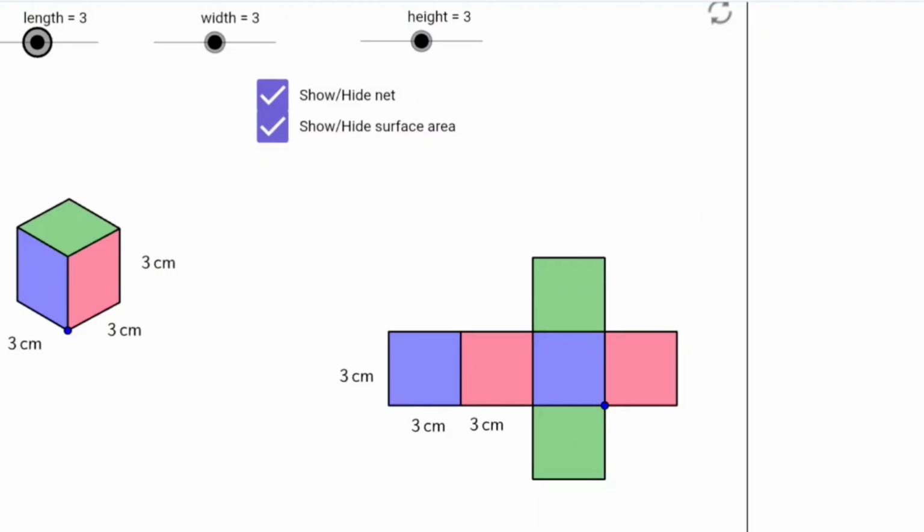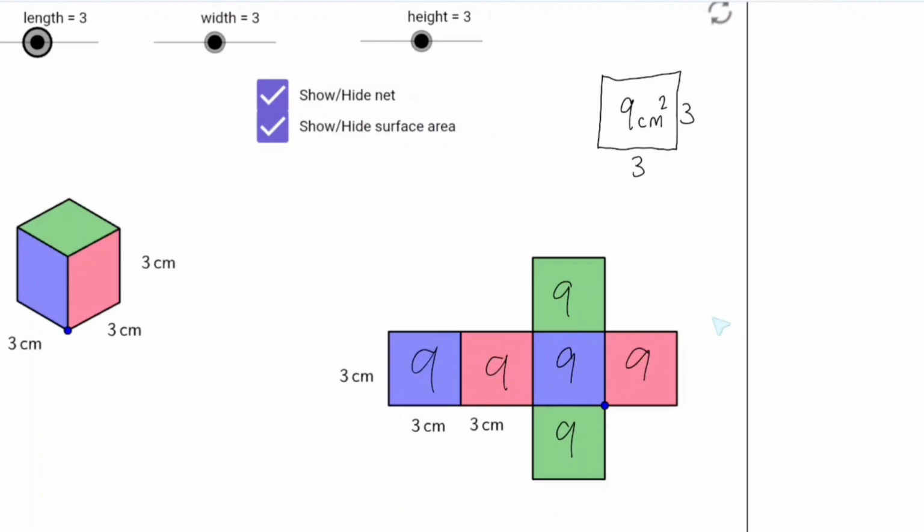So what you should have done is take one face and find the area of that one face. All of the faces on the cube are squares, so we know that they're all the same length. We just need two lengths here, the length and the height. So 3 times 3 is 9 centimeters squared. If one face is 9, all of the rest of the faces are 9.